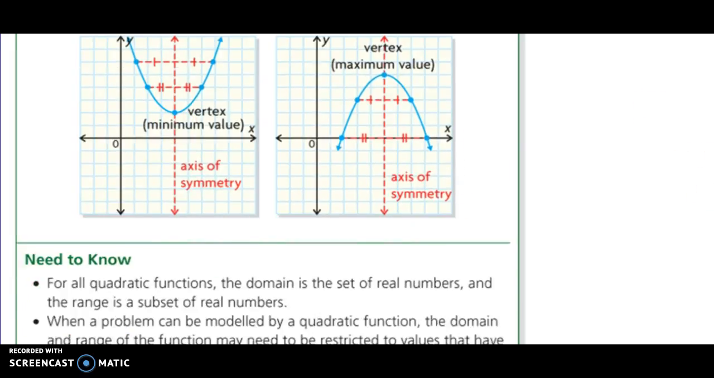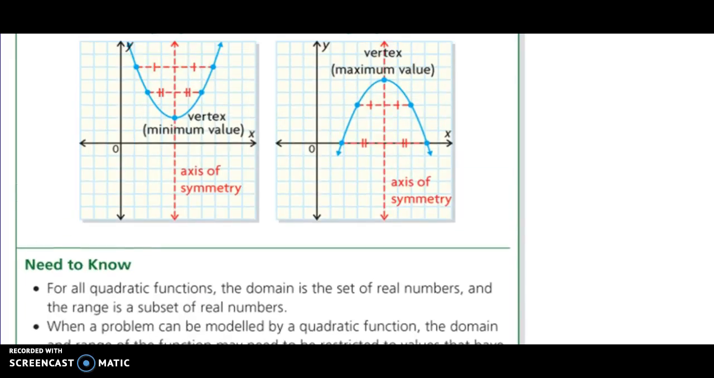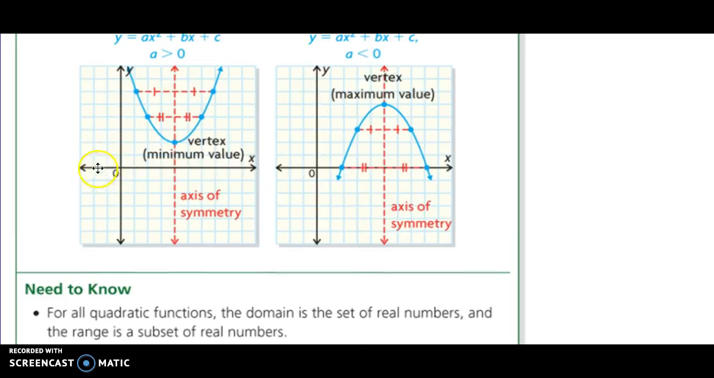Okay, an important point we need to talk about in the need to know is our domain and range. Domain always talks about our x values, so we always look from left to right. And if you notice in these parabolas, they extend and extend beyond the graph paper, so we don't know how wide they actually get. So our domain is going to be x ∈ R.